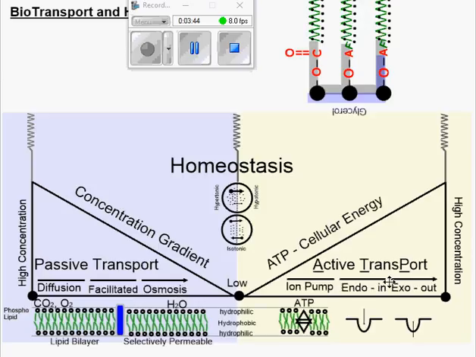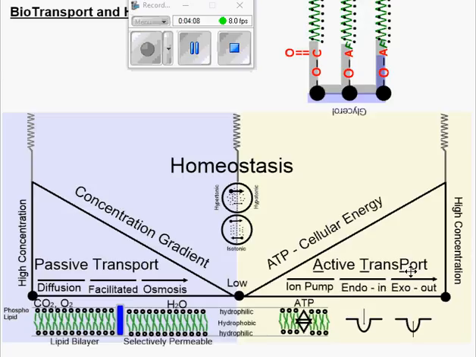Next, we have active transport. It has three flavors as well. You have ion pumps, and then you have vesicle transport. If it's moving into the cell, it's called endocytosis. If it's moving out of the cell, it's called exocytosis. Exo as in exit, and then endo to go in.